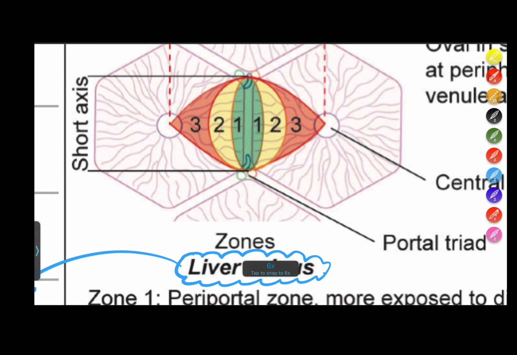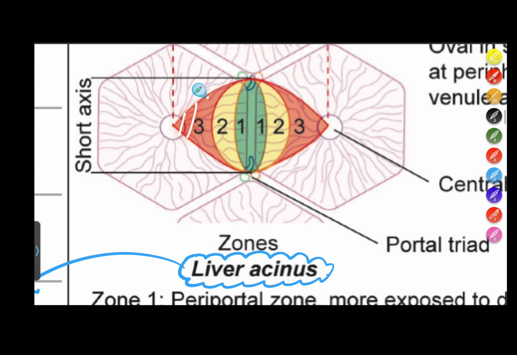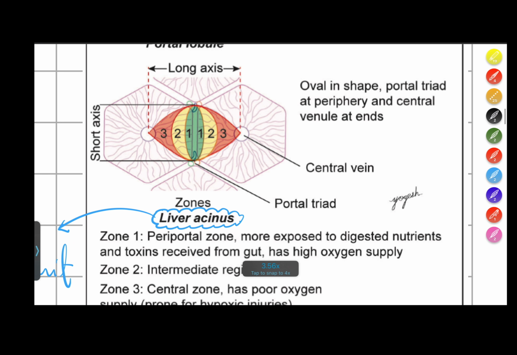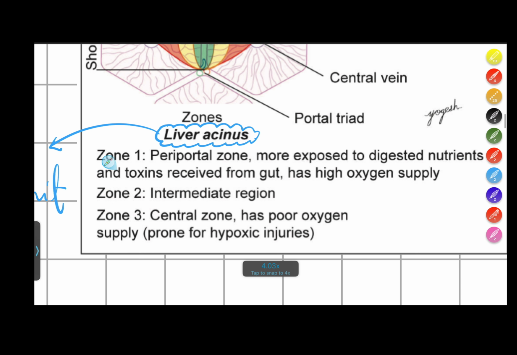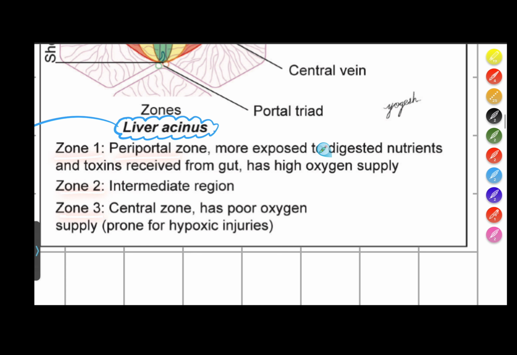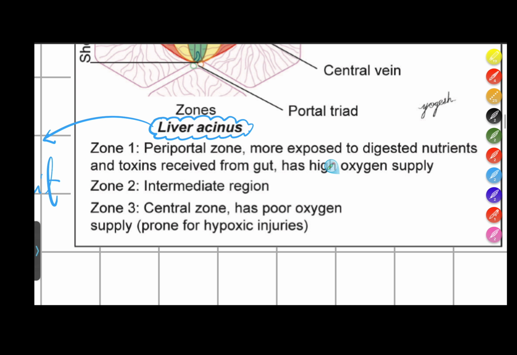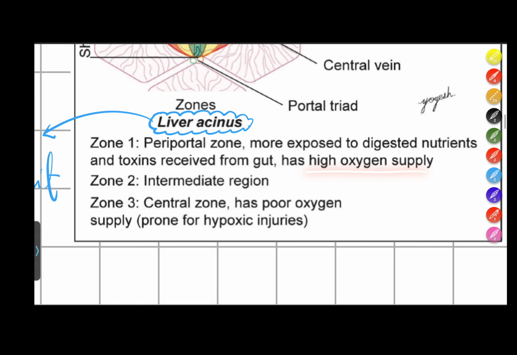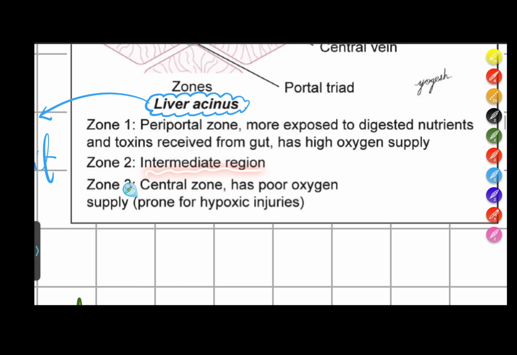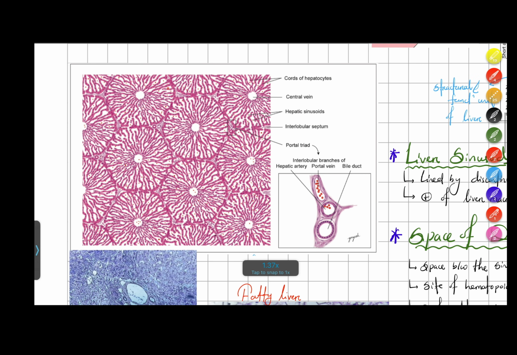So can you say which zone is more prone to hypoxia? Yes, there are three zones: zone 1, zone 2, zone 3. Zone 1 is the periportal zone, more exposed to digestive nutrients and has a high oxygen supply. Zone 2 is the intermediate region, and zone 3, the central zone, has a poor oxygen supply and is more prone to hypoxic injuries.